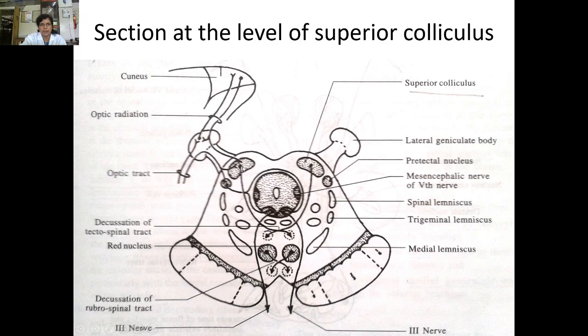tectospinal tract, that is the fibers arising in the superior colliculus. They descend downward around the central grey matter, then they cross with the similar fibers from the opposite side ventral to the cerebral aqueduct, and they form the dorsal tegmental decussation, which is formed by these tectospinal fibers. Then dorsal to this dorsal tegmental decussation there is the medial longitudinal fasciculus. Then the lateral part of the tegmentum is occupied by the medial lemniscus, trigeminal lemniscus, and spinal lemniscus.